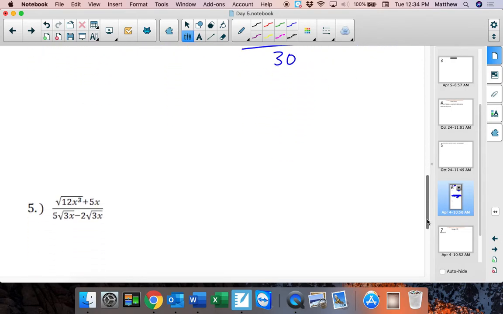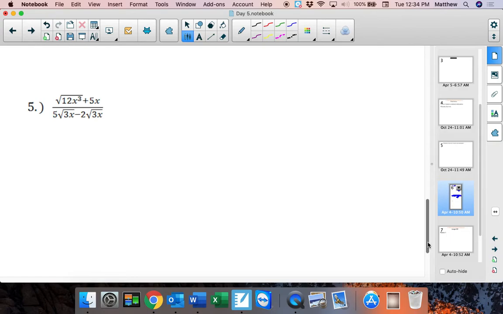Last one. Oh boy. I'm looking at my denominator. I see a root 3x, a root 3x. I know I can combine those, so I look at my coefficients. 5 minus 2. So I have a new denominator of 3 root 3x. Okay. My numerator, I'm not going to change anything there. 12x cubed, I'm not going to change anything for now. I do notice that x cubed can be simplified.